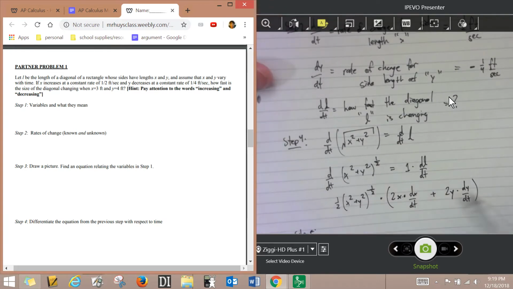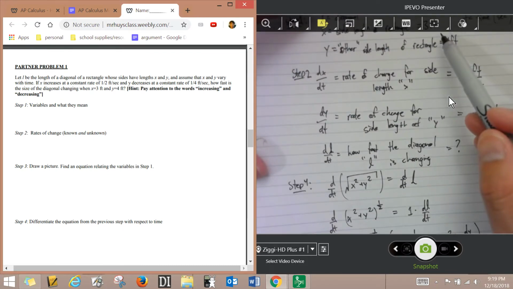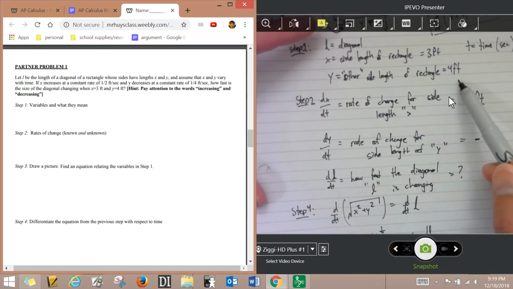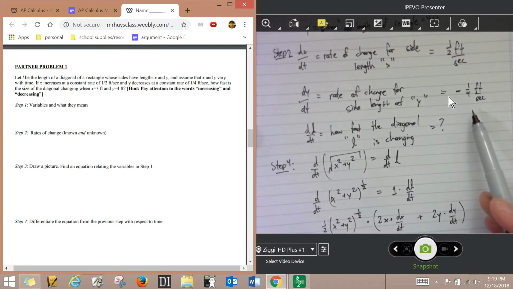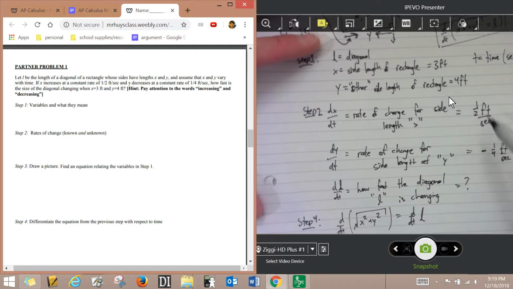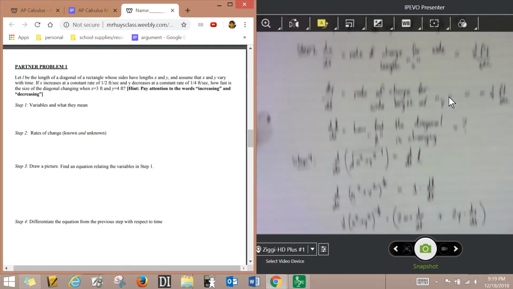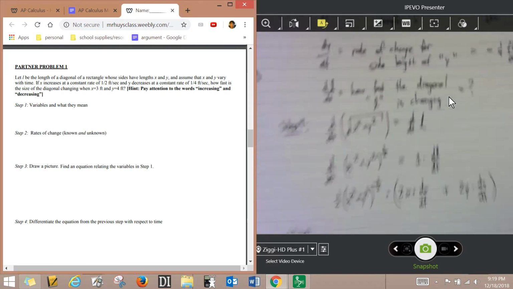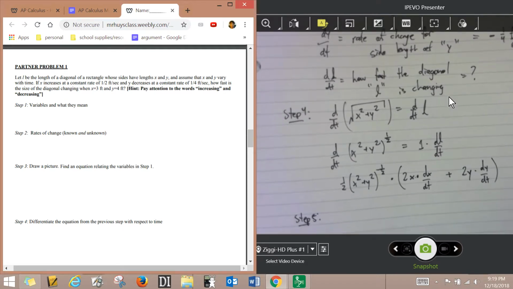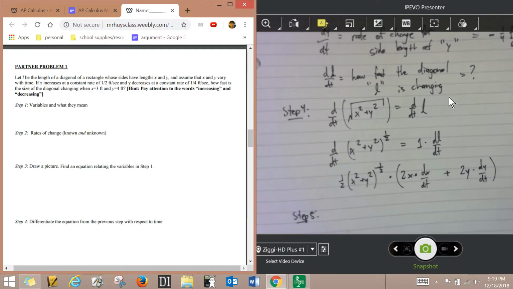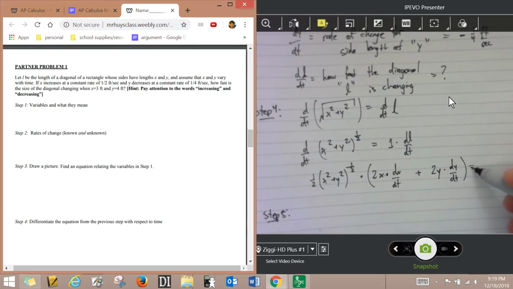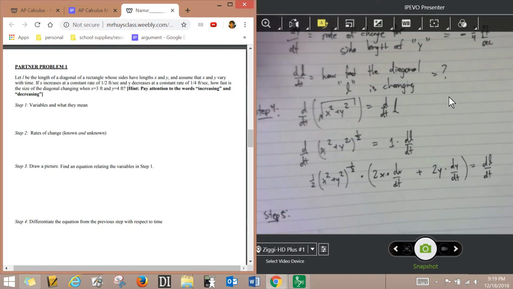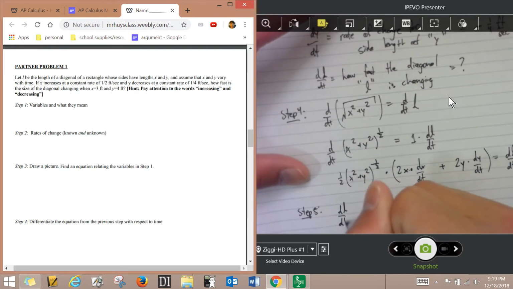So I know that we're looking at a point where x is equal to 3 feet, y is equal to 4 feet. We also know that dx over dt is 1/2 foot per second, and dy over dt, we're looking at the instant where these numbers are, and then how is the diagonal changing? So all of this is equal to dl over dt. So I'm going to say this again. dl over dt is equal to 1/2.